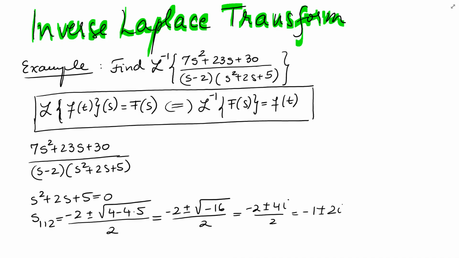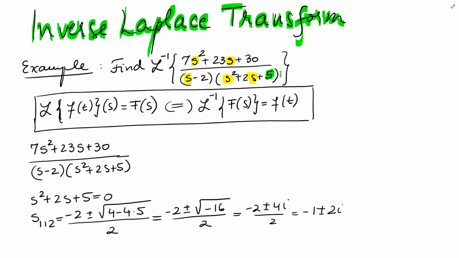In this video, we are going to find the inverse Laplace transform of (7s squared plus 23s plus 30) over (s minus 2) times (s squared plus 2s plus 5). I hope it's pretty clear that this is my s, and this is s as well, and this one is 5. So I'm doing my best to make the difference between s and 5. So how do we do that?